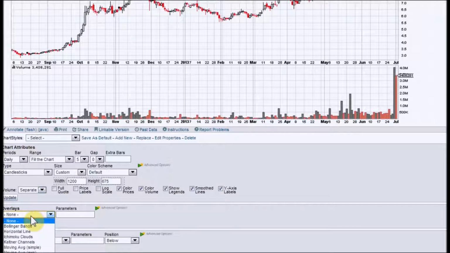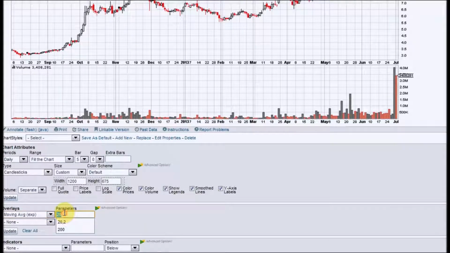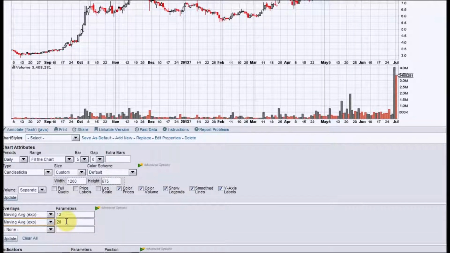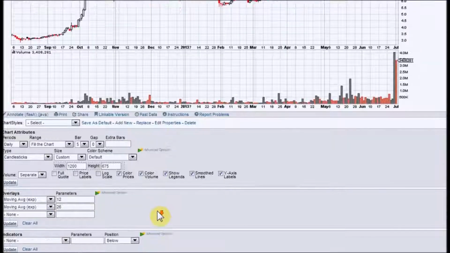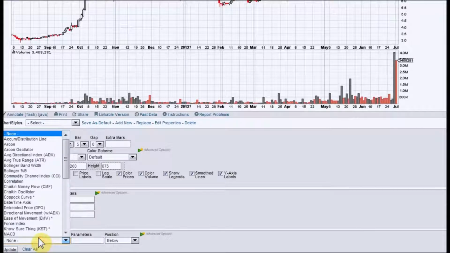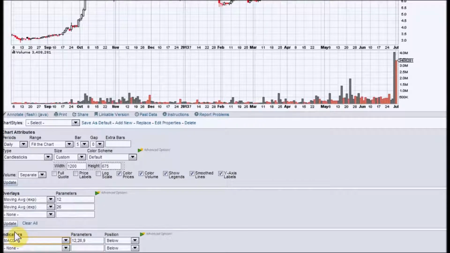Since it is based on the 12 and 26 EMAs, let's go ahead and load those up first so you can get an idea of what the MACD is based on. So we're loading up the 12 and the 26 EMAs, and then on indicators down below you want to click on the MACD, and it is 12, 26 for the EMAs, and the signal line is set at the 9 period.